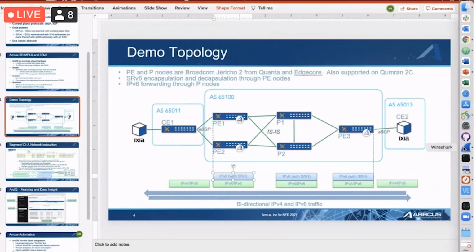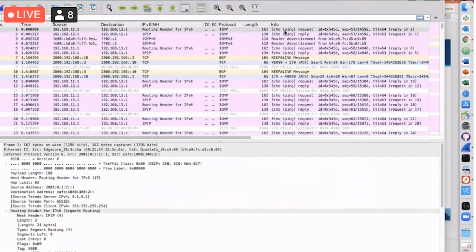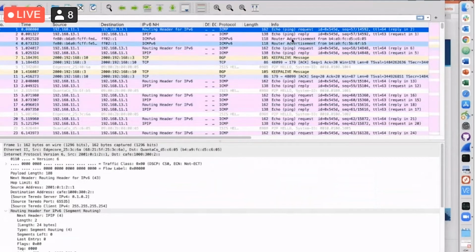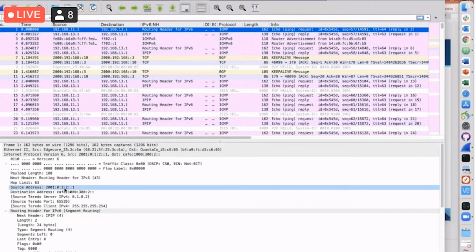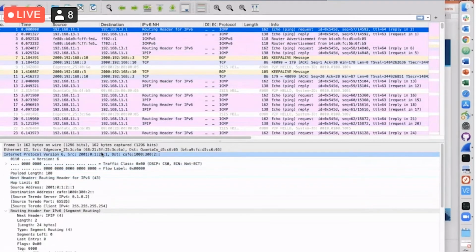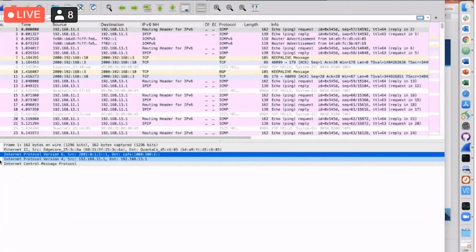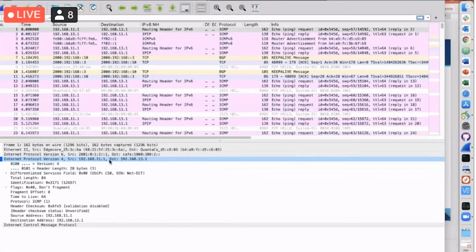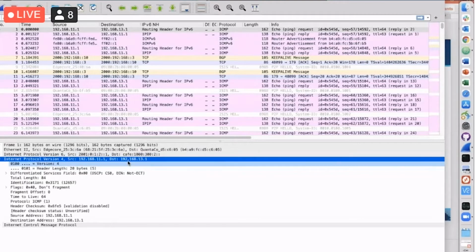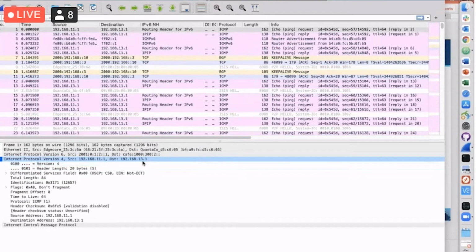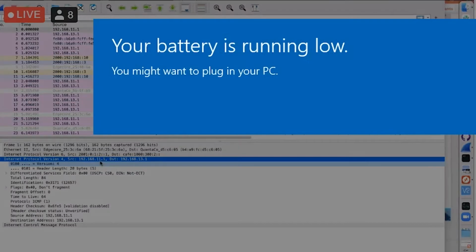But if you capture this using something like tcpdump, which is available on our systems, you can see that these requests and replies look like this. So the echo request is represented with an IPv6 header first and then an IPv4. The IPv4, these are the IPs that we used in the ping command. The destination is 192.168.13.1. The source is 11.1.